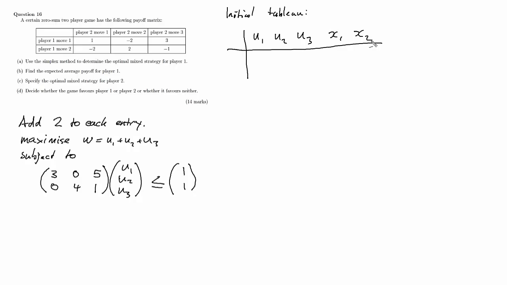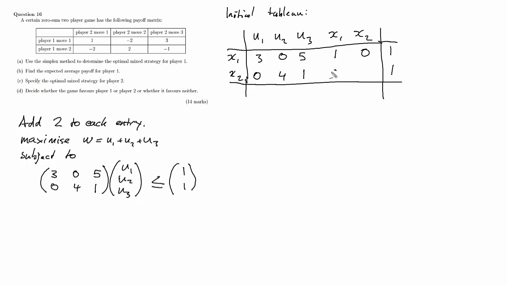Note that we have 2 constraints, so we're going to have 2 slack variables. Over here we have our constraints from the payoff matrix, and here we have our usual identity matrix for the slack variables. And we're maximizing U1 plus U2 plus U3, so we have -1 in these entries and 0, 0, 0 in the rest.